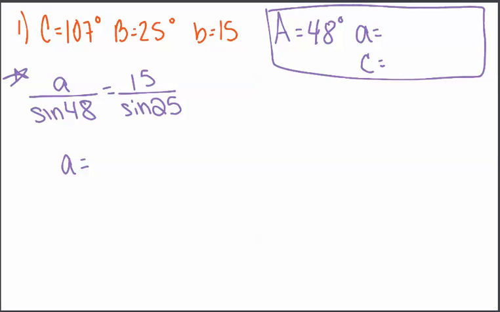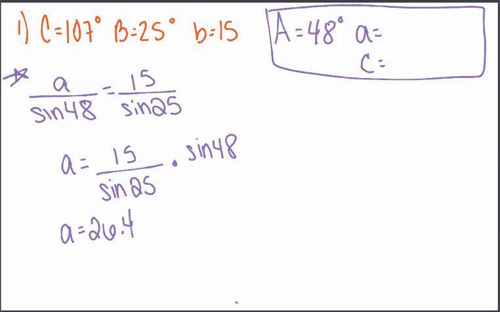What you should really type in is 15 divided by the sine of 25, and then you're going to end up multiplying by the sine of 48. So try that right now in your calculator. Do not take my word for it. Round to the nearest tenth, and you're going to get that A is 26.4.